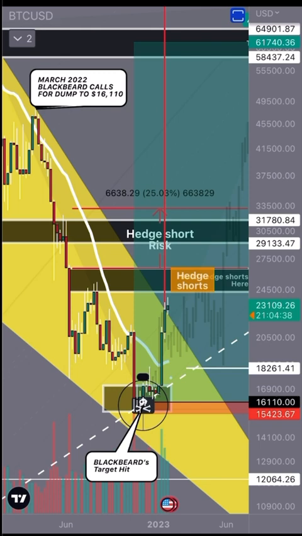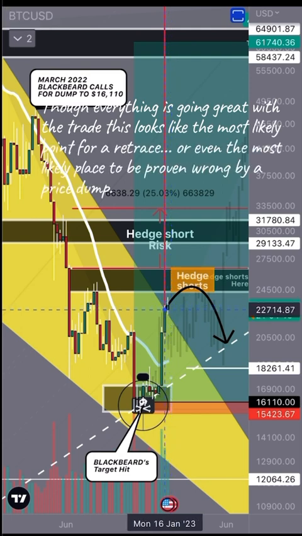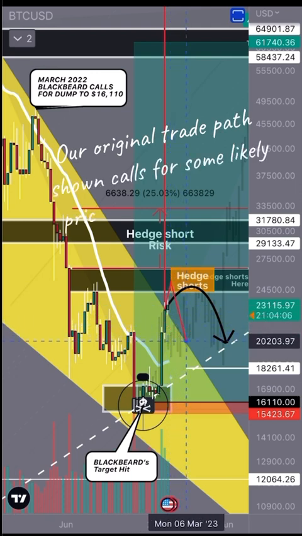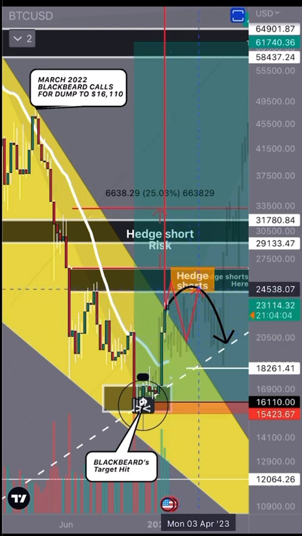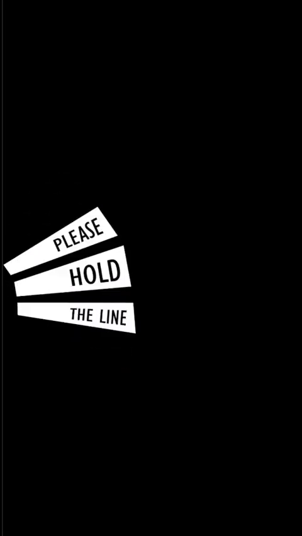The original trade setup calls for some sort of pullback here or consolidation. Whether or not we get it is yet to be seen. This could happen in a few ways. We could just get some consolidation with a range trading up and down like this red line, or it could just roll over and dump. All that really matters is it stays above the white dotted line.